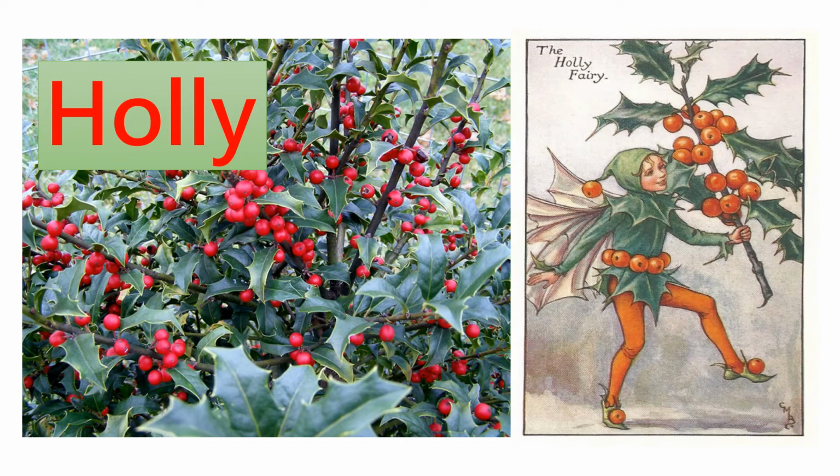So next, let's look at holly. Holly is also one of these evergreens, but it does not have a cone. It has berries instead. And because holly would grow very well at this time of year, when the sun seemed to be going away for a while, or at least taking longer naps than usual, they thought, "Oh, that's a symbol of the sun going to sleep."